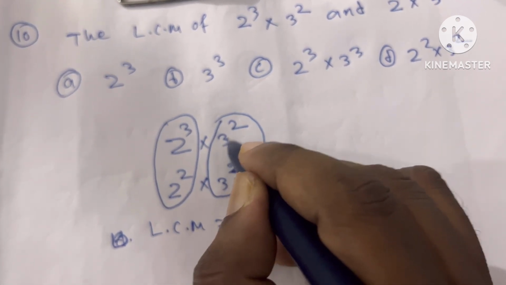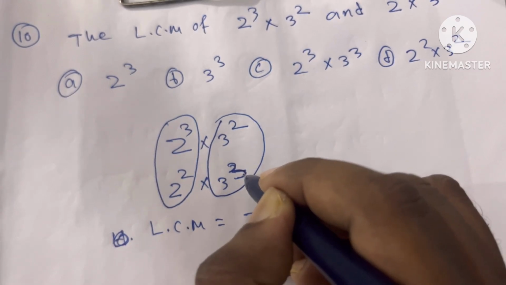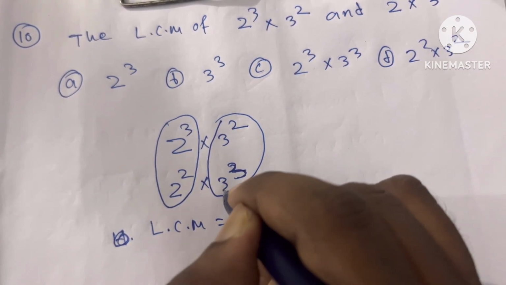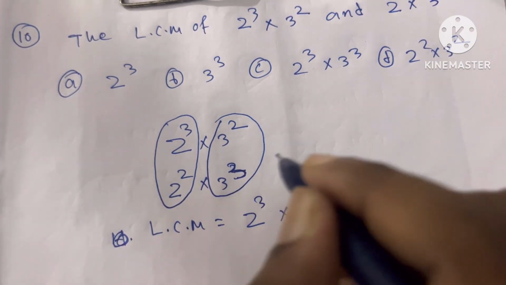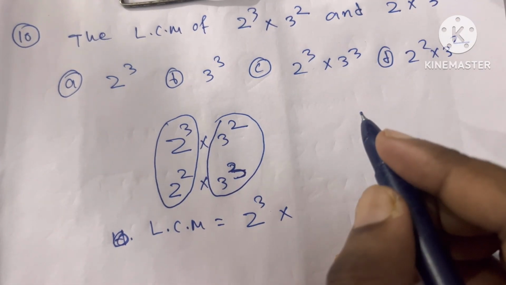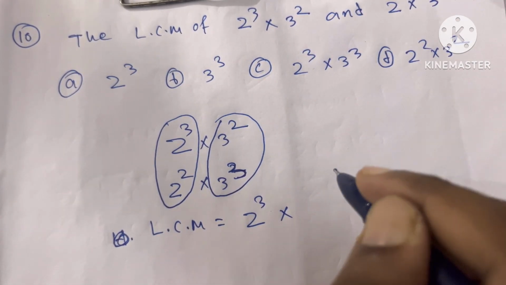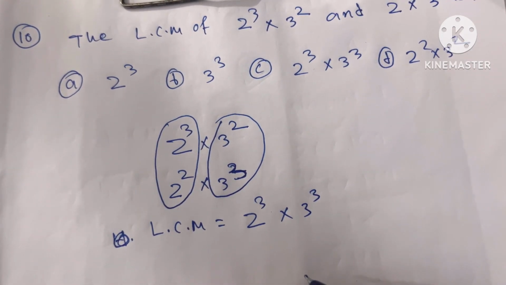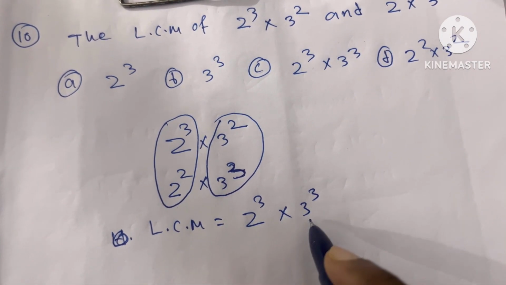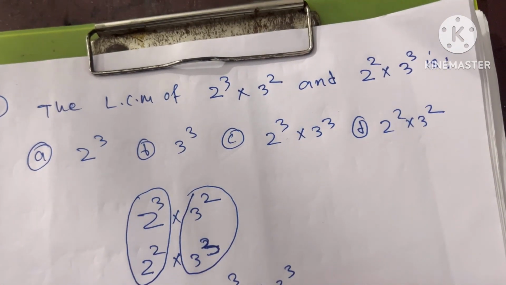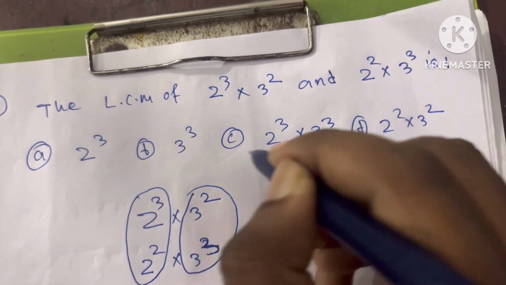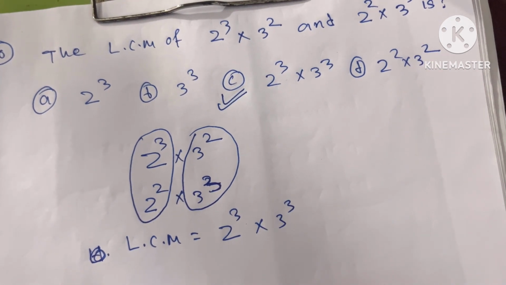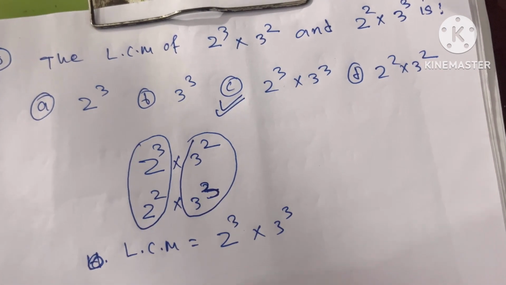If you see the group of 3, here the exponent of 3 is 2 and here the exponent of 3 is 3. Which 3 has the greatest exponent? 3 power 3, the second one. So the LCM always takes the prime number with the greatest exponent. From this pair, 3 power 3 will come. So the LCM will be 2 power 3 into 3 power 3, which means option C is correct. Very easy, I think you understand. Yes or no? So thank you.